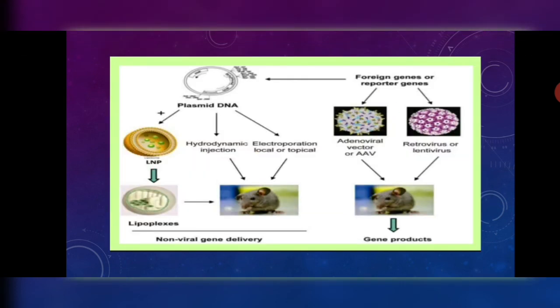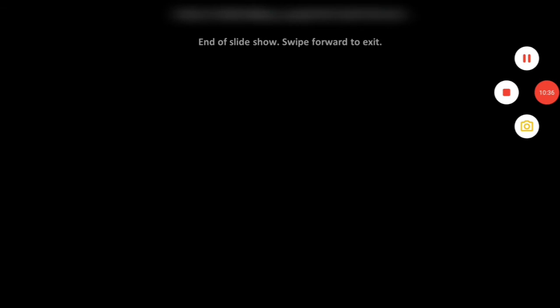Understood everyone? As you can see here, non-viral gene delivery is there. Then you can use adenoviruses and retroviruses in case of animals. Okay, so these are various methods that we can use in case of animals and plants. We'll be discussing further in our next class.